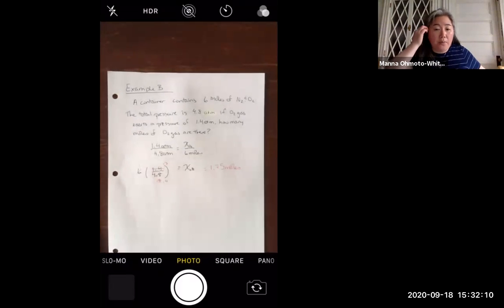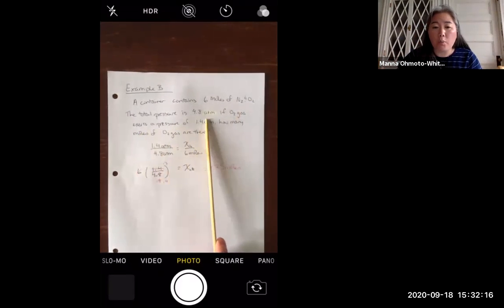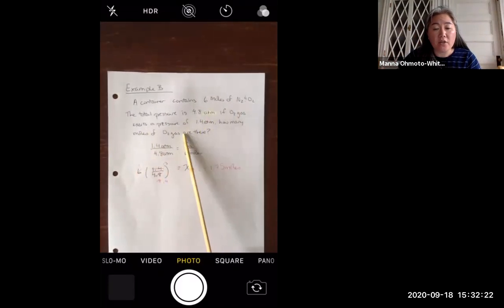Here's another example. A container contains 6 moles of nitrogen and oxygen gas. The total pressure is 4.8 atmospheres. If oxygen gas exerts a pressure of 1.4 atmospheres, how many moles of oxygen gas are there? Well, I know that their total is 6 moles, so the proportion is going to be the same.